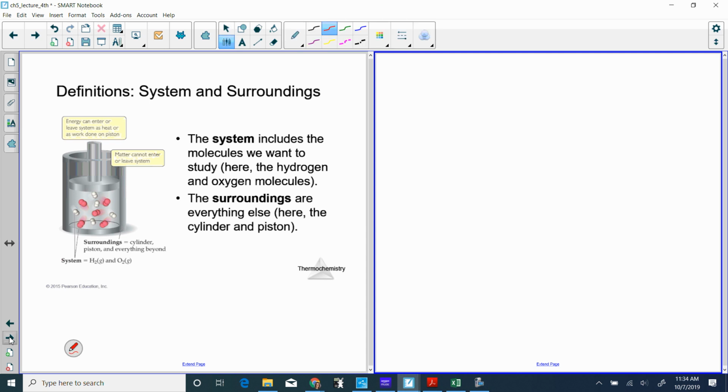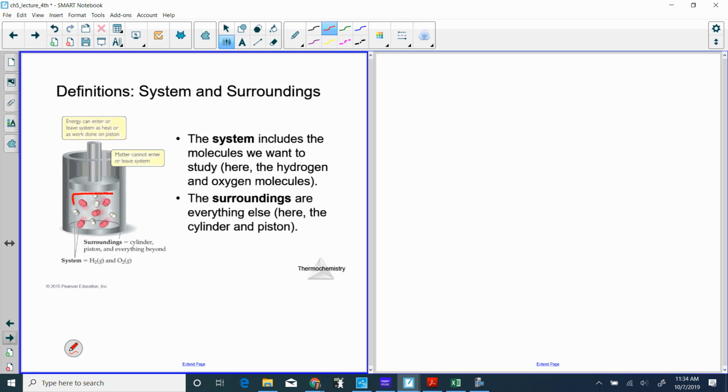I'm coloring. The system in this reaction are just the molecules doing the reacting. What does that say inside there? And these are hydrogen and oxygen molecules. The surroundings are everything else.